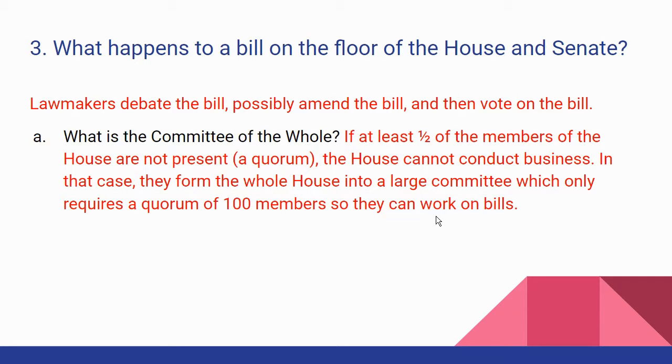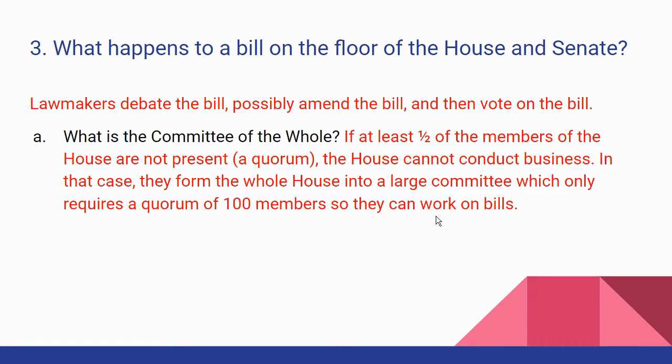Okay? So what is the committee of the whole? Now, in the Constitution, it says that for the House of Representatives to conduct business, they have to have a quorum. A quorum means a certain percentage of their people present. In the House, that would be half the members. So they would have to have at least 218 representatives on the floor to conduct business.